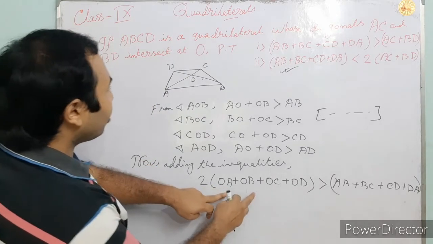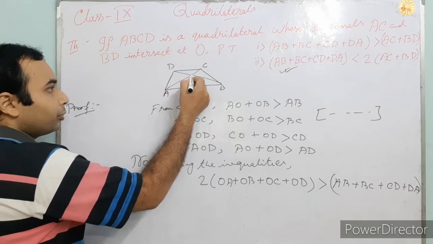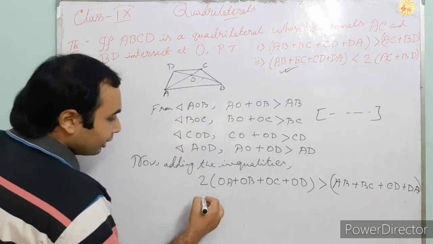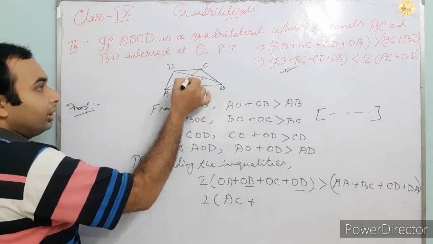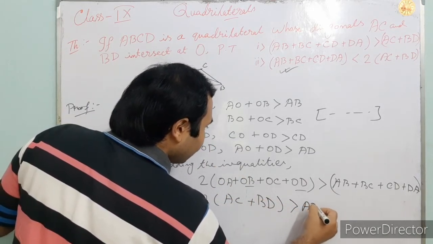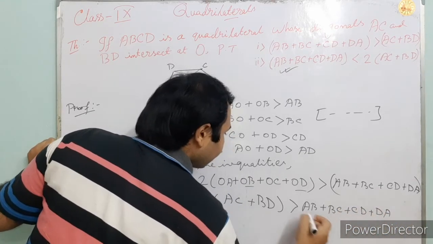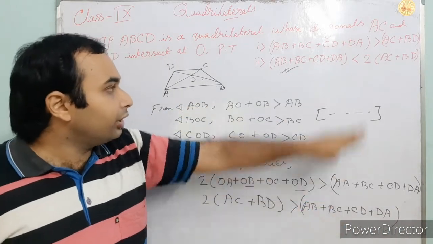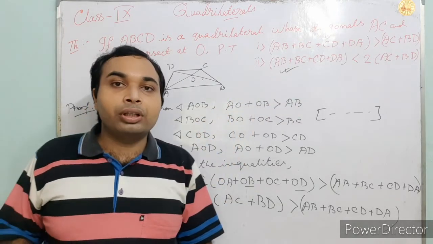Now OA plus OC, just see OA, that means AO, and OC, it makes AC. So 2 times (AC plus here OB and OD). So OB and OD, it makes the total BD. So AC plus BD is greater than AB plus BC plus CD plus DA. So it's the proof only. Just see, this was actually written the reverse way, you can put it like that. So it's the proof only.